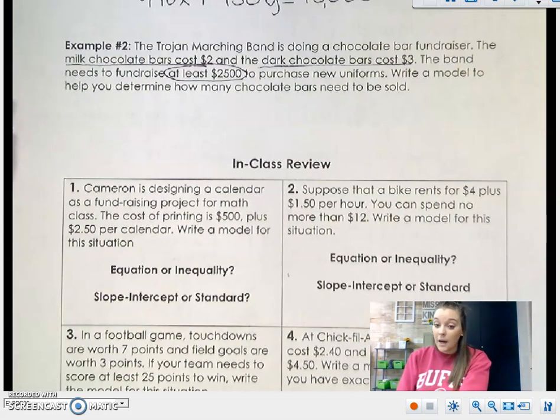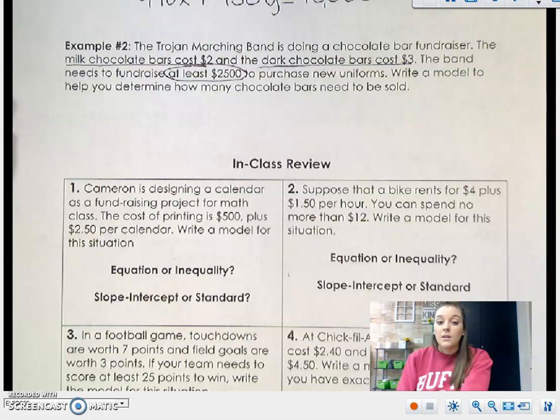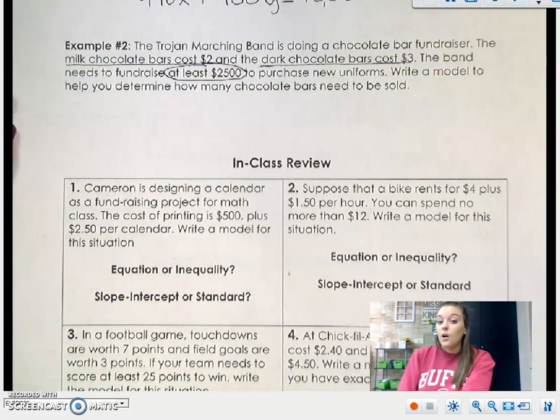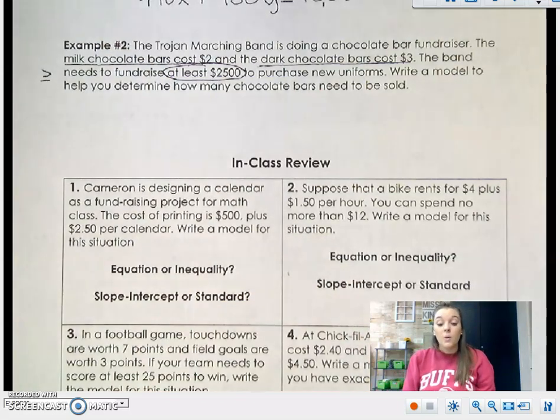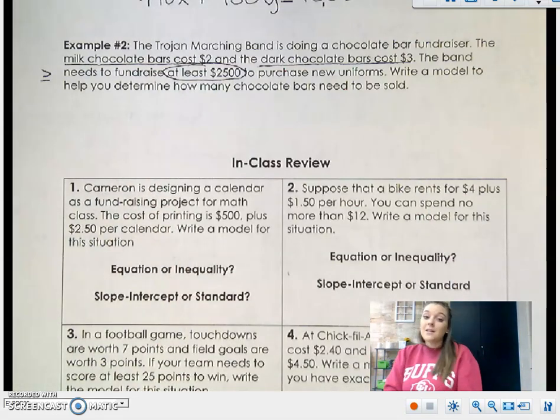So think right now, are we going to be using a less than, greater than, less than or equal to, or greater than or equal to symbol? Hopefully you thought greater than or equal to, because they can fundraise $2,500 or more. So we can fundraise more than $2,500. That would be great. Then they could maybe buy, I don't know, some new instruments or something. But they can't fundraise less than $2,500 because then they're not going to have enough money.